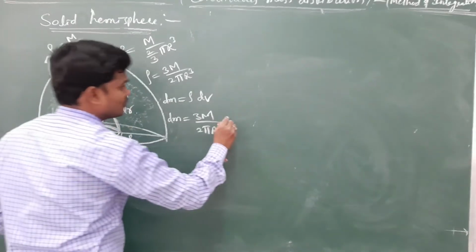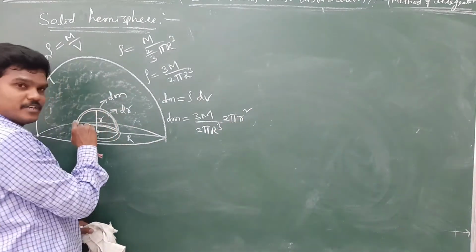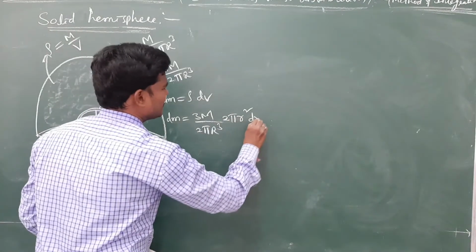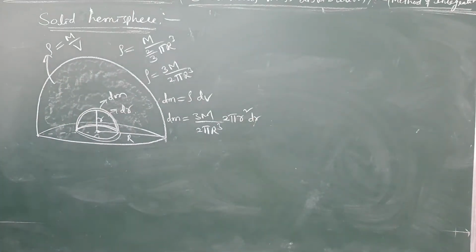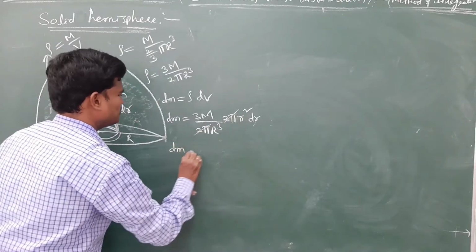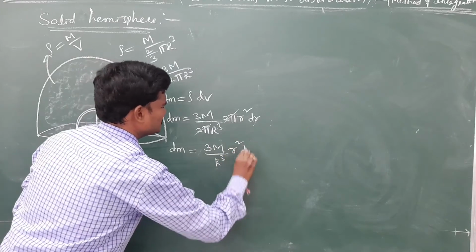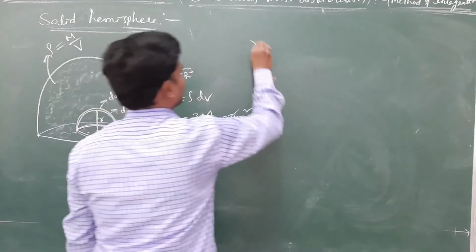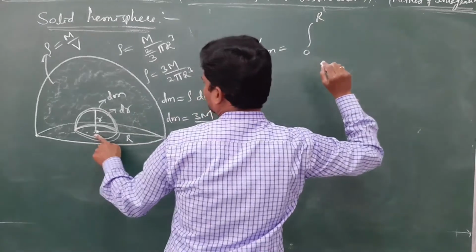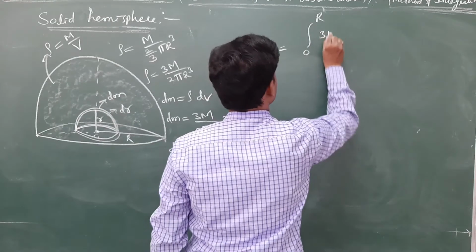The area of this one is 2 pi r square. The area of a complete sphere is 4 pi r square, now it is 2 pi r square into dr. Strike off 2 pi, and we get dm equals 3m by r cube, r square dr. So I got dm. Again, due to symmetry only the right side is possible. Integration from 0 to r, because we are moving from this end to this end. So 0 to r dm, where dm is 3m by r cube r square dr.